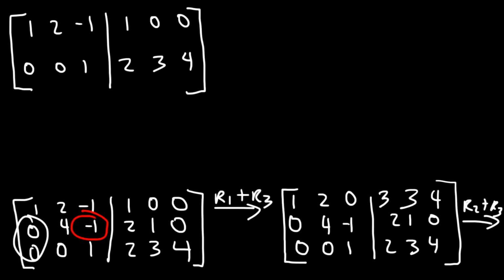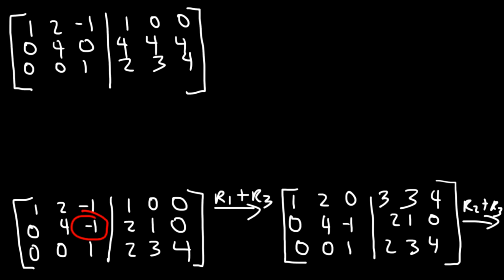0 plus 0 is 0. And then 4 plus 0 is 4. Negative 1 plus 1, that's going to be 0. And then we have 2 plus 2, which is 4. And 1 plus 3, that's 4. And then 0 plus 4 is also 4.